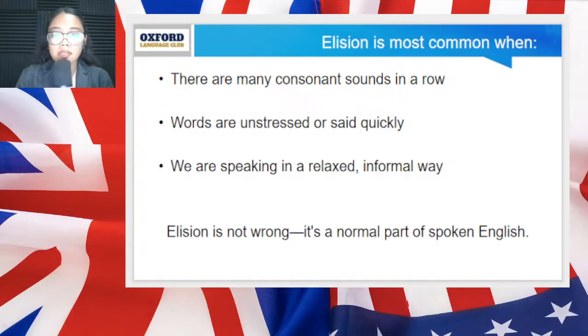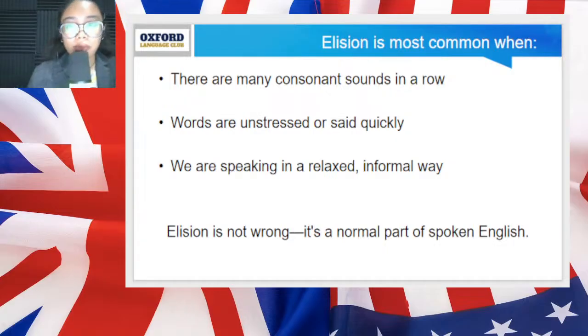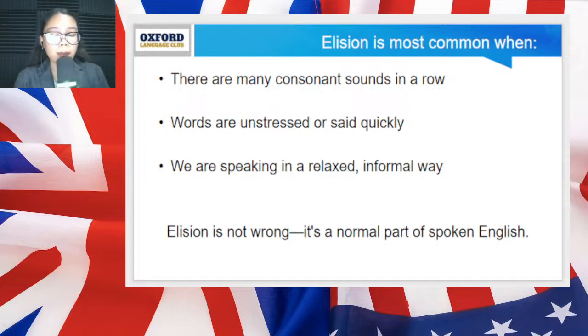Elision is most common when there are many consonant sounds in a row. So think about it. Consonant sounds need your mouth, your tongue, your lips to stop the air or to make a small block. When many of these stopping or blocking sounds come one after another, it can be quite hard for your mouth to make each one clearly and quickly. It requires a lot of fast, exact movements.